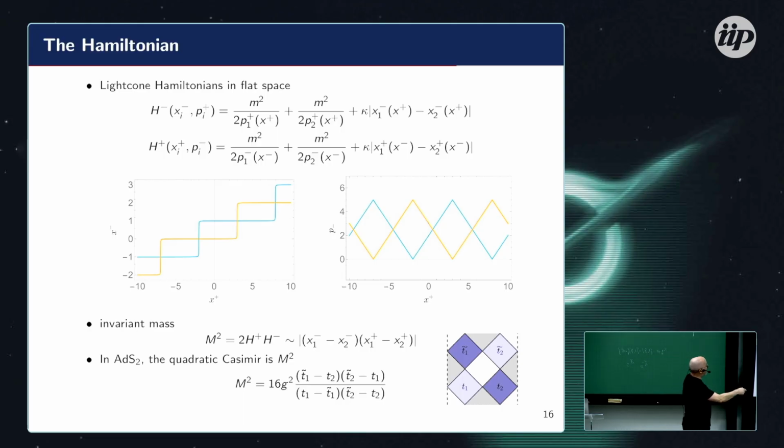And you can also write it down, so x plus is your time variable. You can also write down H plus, the other, in terms of the other light cone variable x minus taken as time, and then you get this formula. You just replace the pluses and minuses. Okay, and then you can try to get some invariant mass for this two-particle object by multiplying the two Hamiltonians.